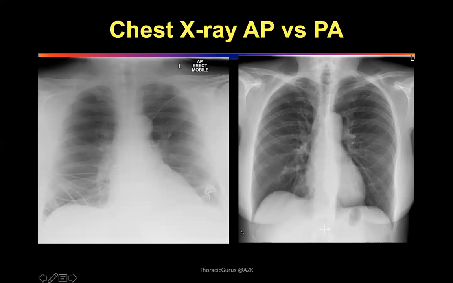Any difference in the height of the diaphragm? Yes, so the diaphragm would appear to be more flattened in the AP picture as compared to the PA X-ray. Okay, so the PA is always taken in deep inspiration, and you get more ribs seen here and more lucency of the lungs. That's why you can see the cardiophrenic and costophrenic angle very sharply.